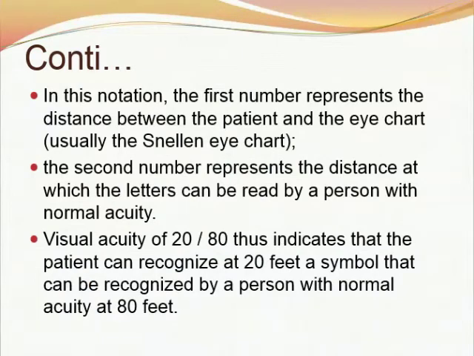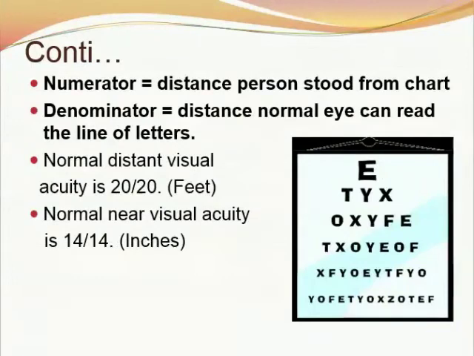In this notation, the first number represents the distance between the patient and the eye chart, usually the Snellen eye chart. The second number represents the distance at which the letter can be read by a person with normal acuity. The first number is known as the numerator and the second number is known as the denominator.